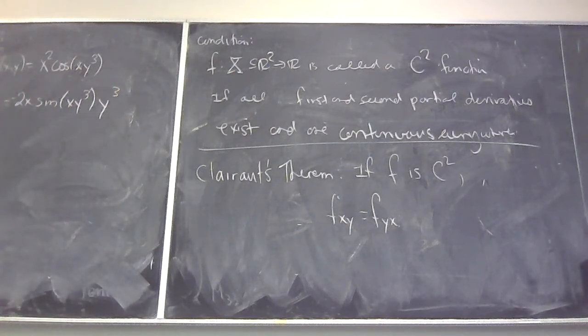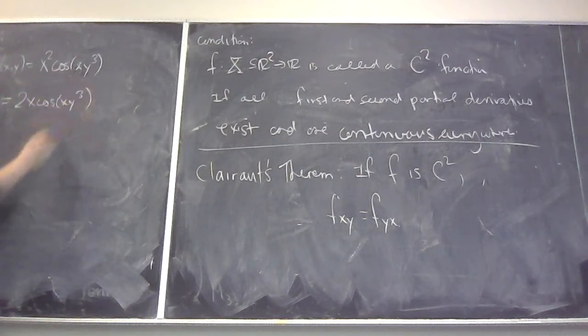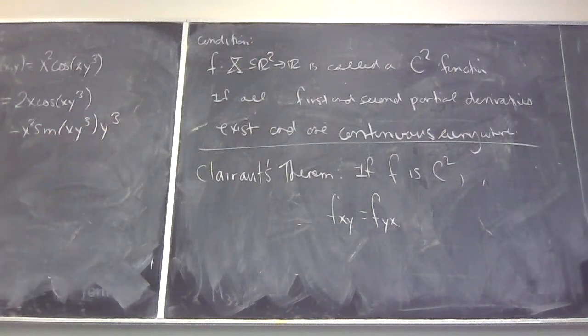Take the derivative of cosine. Yep. Oh, okay, did I make a mistake? You did. I did. It's a product rule. What am I doing? Let's just pretend that's not on video. 2x cosine of xy cubed, even professionals, minus x squared sine of xy to the third, y to the third. Thanks for catching that.